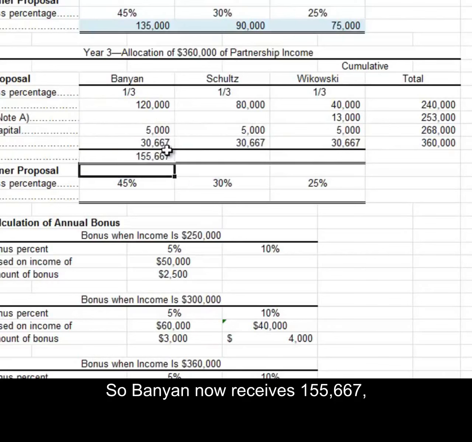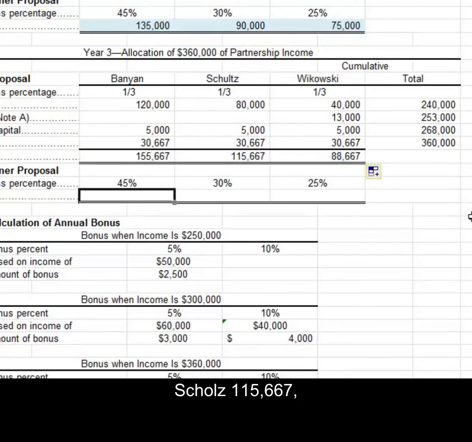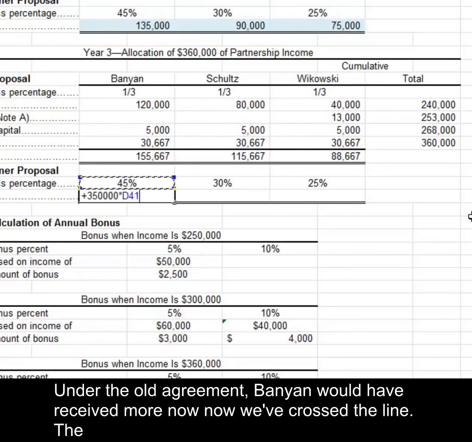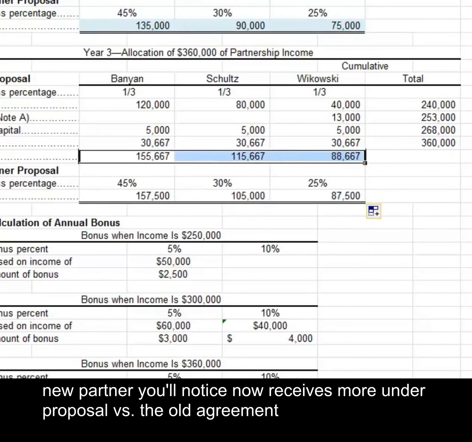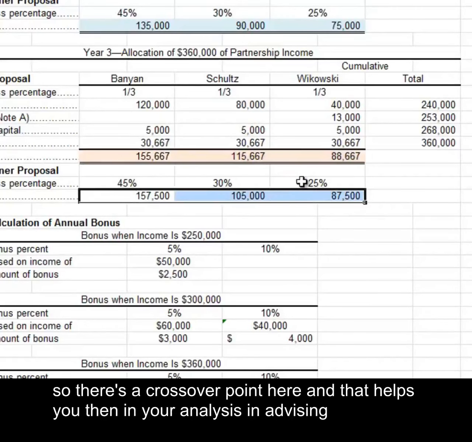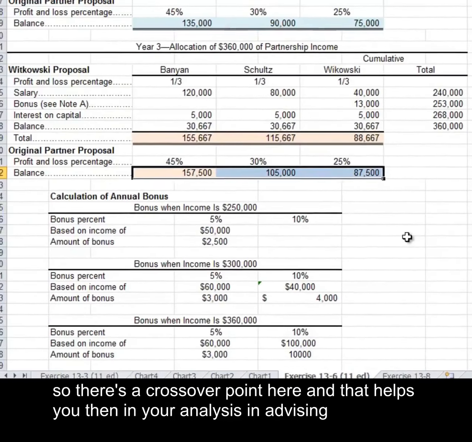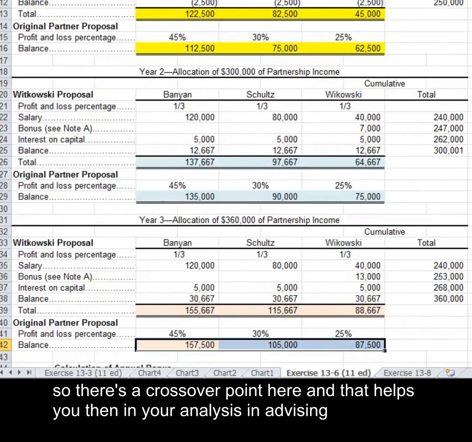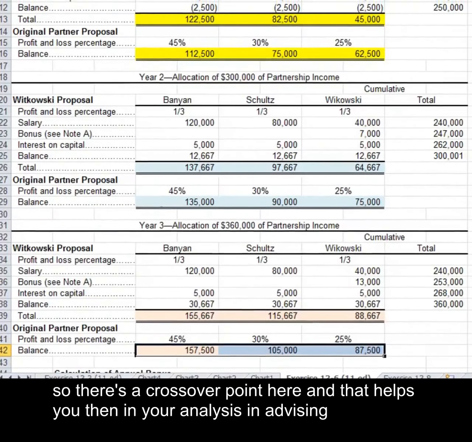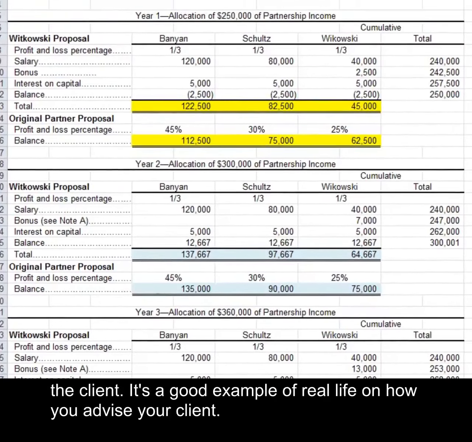So Banyan now receives $155,667, Schultz $115,667, new partner $88,667. Under the old agreement, Banyan would have received more now. Now we've crossed the line. The new partner, you'll notice, now receives more under proposal versus the old agreement. So there's a crossover point here, and that helps you then in your analysis and advising the client. It's a good example of real life on how you advise your client.